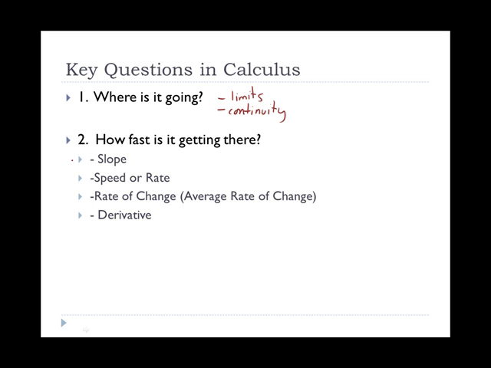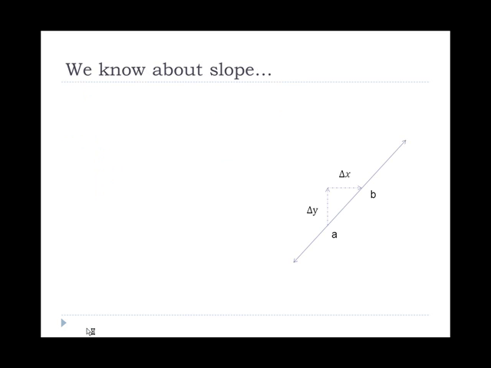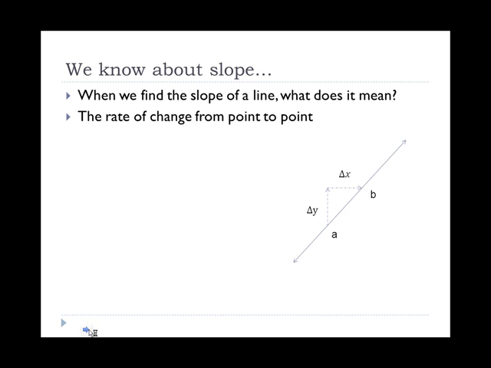And so we're going to be looking at how the slope of a function can help us determine how fast something is going. So let's take a look at what we know about the slope or the derivative of a function. And let's start with the slope of a line. Okay? When we ask to find the slope of the line, what does that mean? Well, as I just mentioned, it is the rate of change from one point to another.